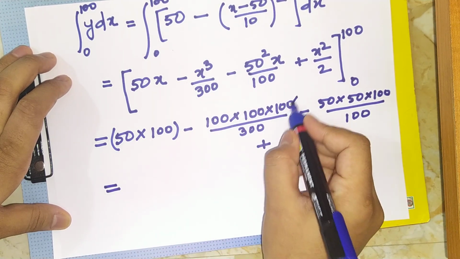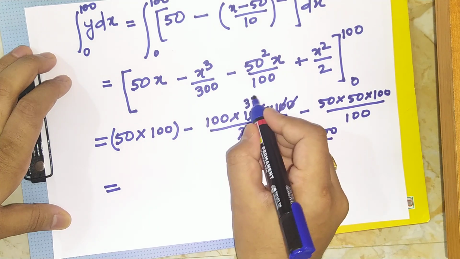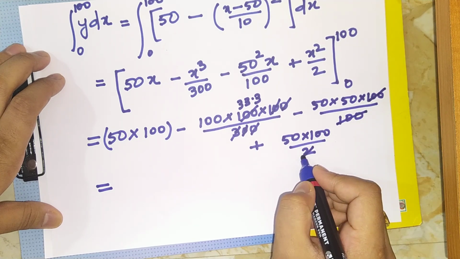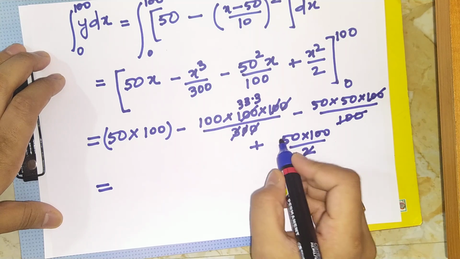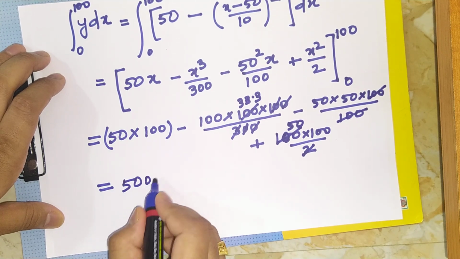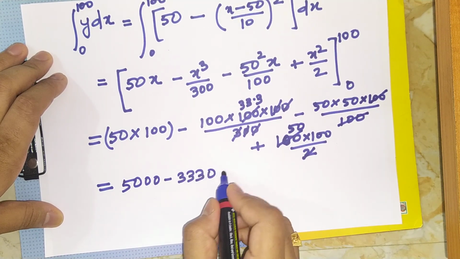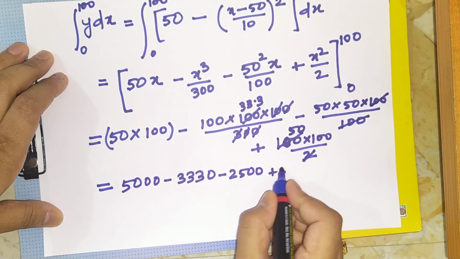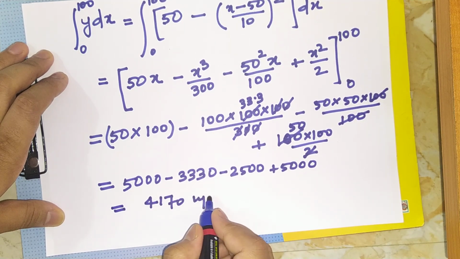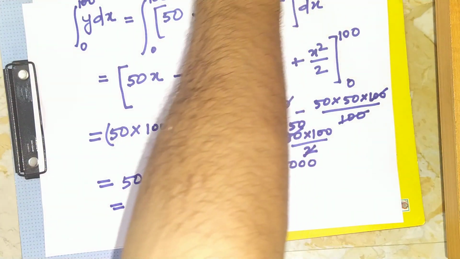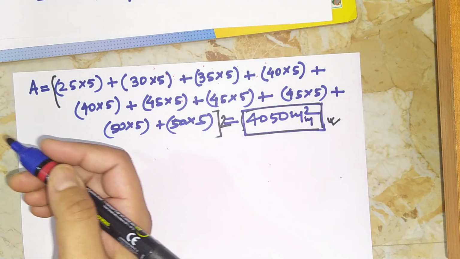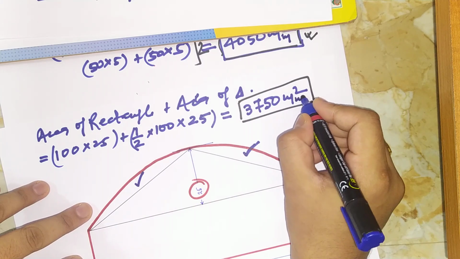So here we can see that we can cancel these two zeros and this will be 33.3, and here we see that 100 will be cancelled by 100, and here, sorry, it was 100, and after cancelling it became 50. So finally she could do some arithmetic and she found out 2500 plus 5000, which is equal to 4170 square mm. Okay, this all was in mm square only. This also was in mm square because the dimensions were in mm. Here also it was mm square.